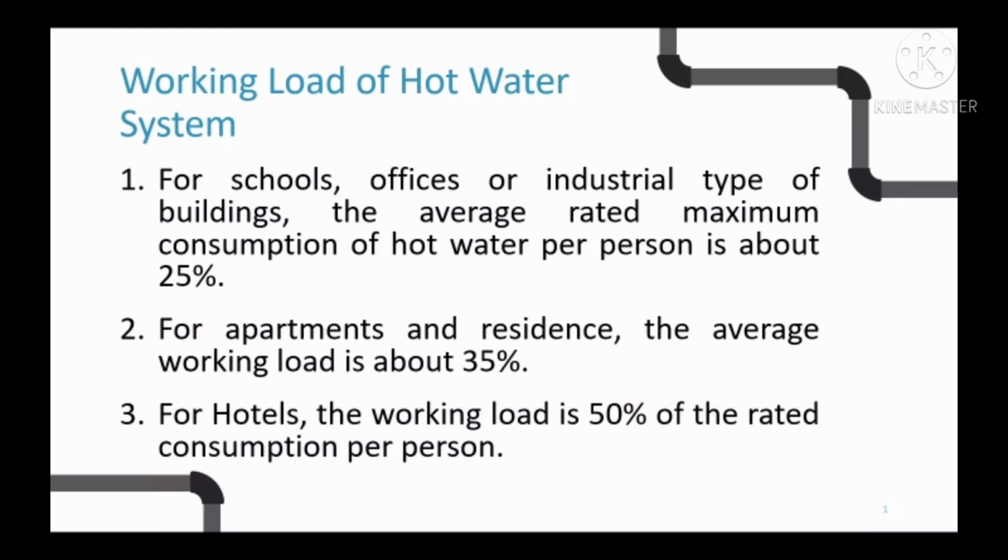Working load of hot water system. First, for schools, office, or industrial type of buildings, the average rated maximum consumption of hot water per person is about 25%. Second, for apartments and residents, the average working load is about 35%. For hotels, the working load is 50% of the rated consumption.